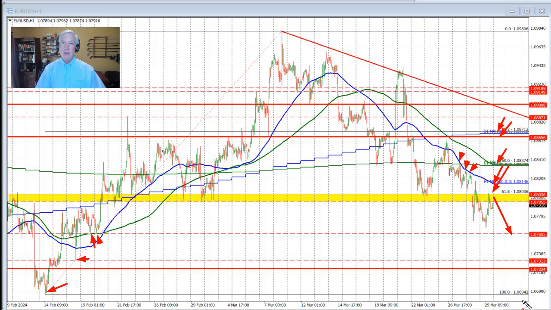1.08036 is a really close resistance, followed by the 100-hour moving average, 1.08146. And if we can stay below those levels, the bears remain in control. Move back above, and the story changes a little bit.